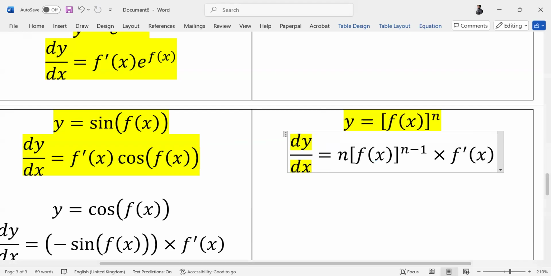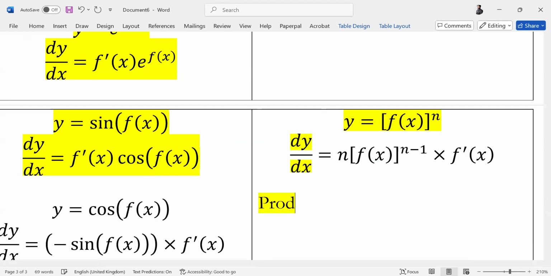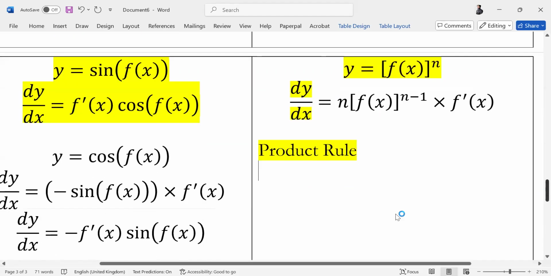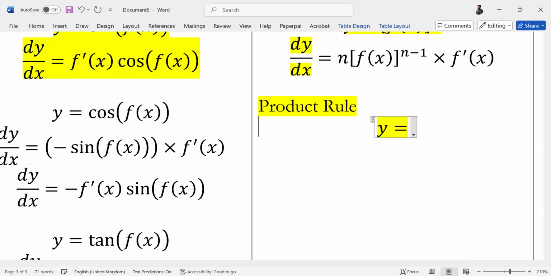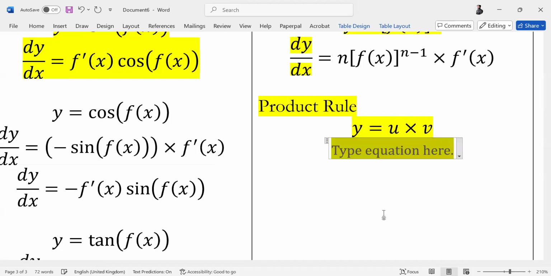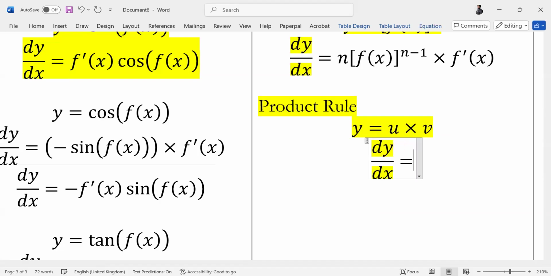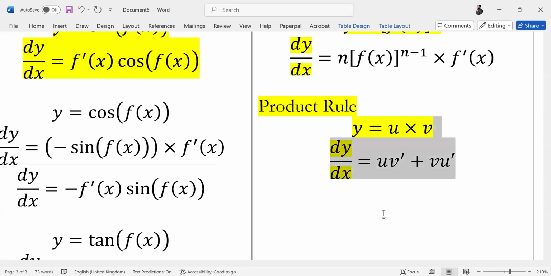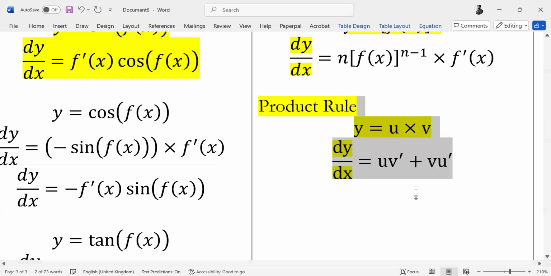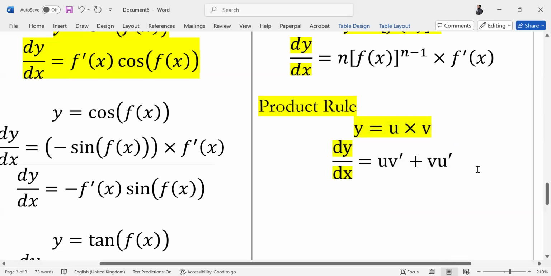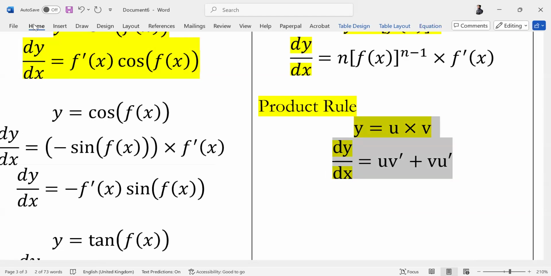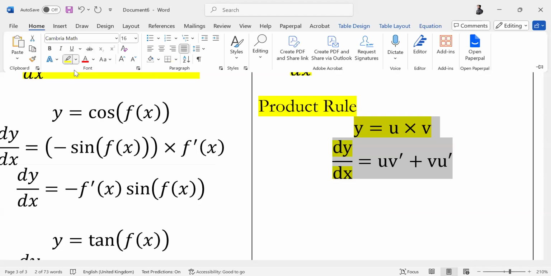Now, two very small rules that we will do: the product rule and the quotient rule. If I have two functions which are multiplying, I'm calling one of them u and the other one v. So the derivative of that will be u into derivative of v plus v into derivative of u. When is this going to be applied? When u and v are two functions. And a function is something which has a variable. You cannot say 2 is a function. Right?